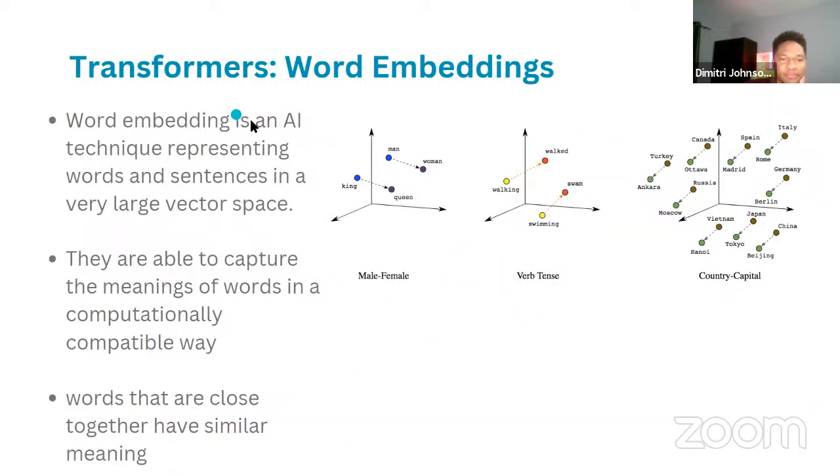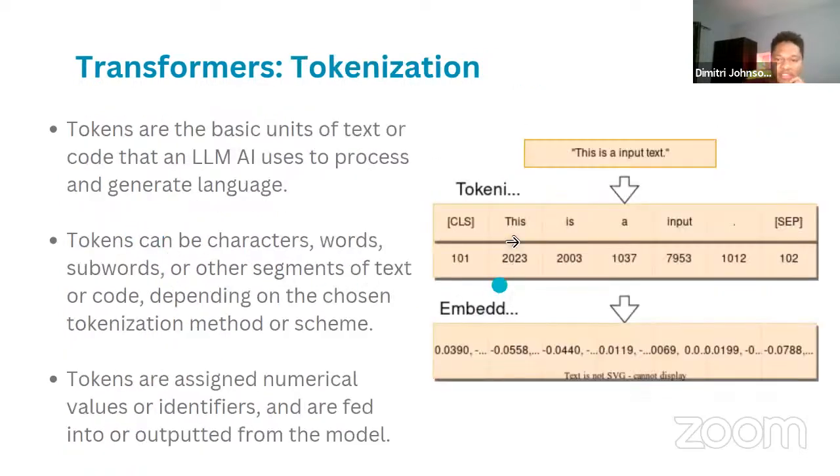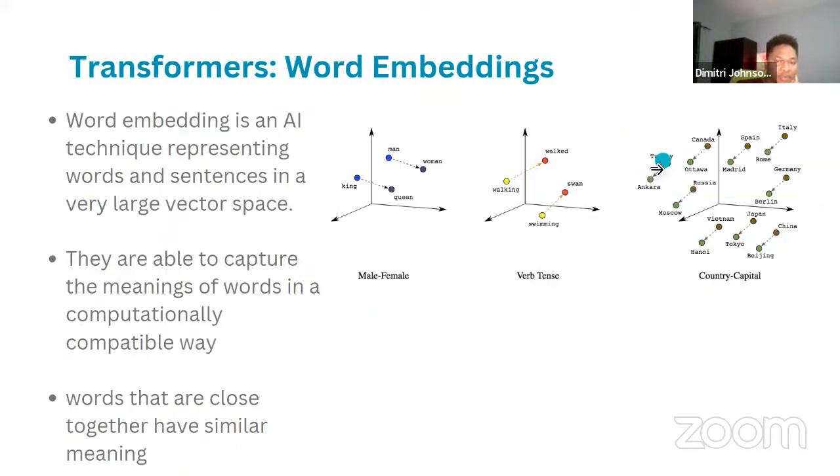What are embeddings? Word embedding is an AI technique for representing words and sentences in a very large vector space. We need to do this in order for the models to make sense of the words. You would think that you could just say this word is associated with this number, and this word with that number, and fit this into the model. But it turns out the model isn't able to make sense of these simple representations of words. What we actually have to do is put the meanings of the words into the representation itself. That's where embeddings come in.